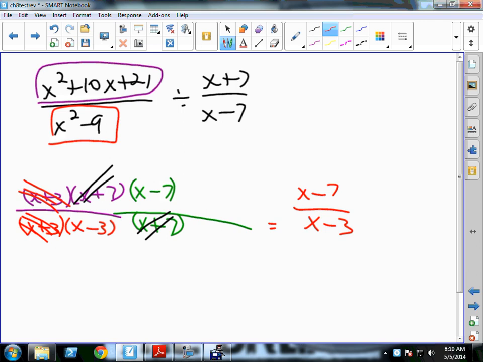Again, if this were Math Excel, the restrictions are that x is not allowed to equal -3, +3, and -7. If we graphed this thing, the graph would have holes at -3 and at -7, and it would have an asymptote at 3, but that's another story.